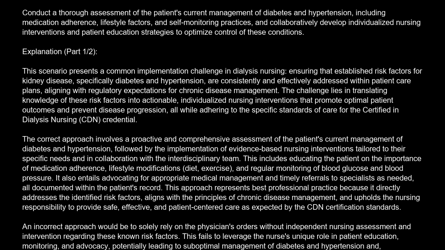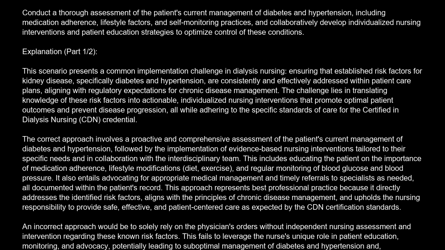Explanation. This scenario presents a common implementation challenge in dialysis nursing, ensuring that established risk factors for kidney disease, specifically diabetes and hypertension, are consistently and effectively addressed within patient care plans, aligning with regulatory expectations for chronic disease management. The challenge lies in translating knowledge of these risk factors into actionable, individualized nursing interventions that promote optimal patient outcomes and prevent disease progression, all while adhering to the specific standards of care for the Certified in Dialysis Nursing (CDN) credential.